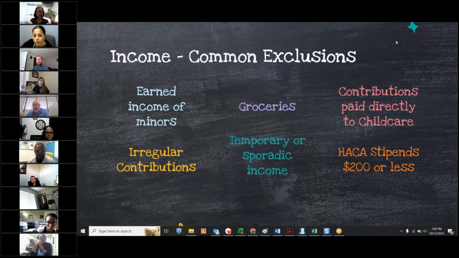Groceries. So if it's food, if somebody is specifically buying you food or you're receiving food stamps, that's not income. Contributions paid directly to childcare. I don't think we see that a whole lot, but it comes up. Irregular contributions. So if you're looking at 6 bank statements and you see one payment where somebody got some money from somewhere, that's telling me that it's not regular. Temporary or sporadic income can be tough to define, but that's along the same lines, right? If you're not seeing it pop up a whole lot, it's probably not something we need to count. HACA stipends that are $200 or less.